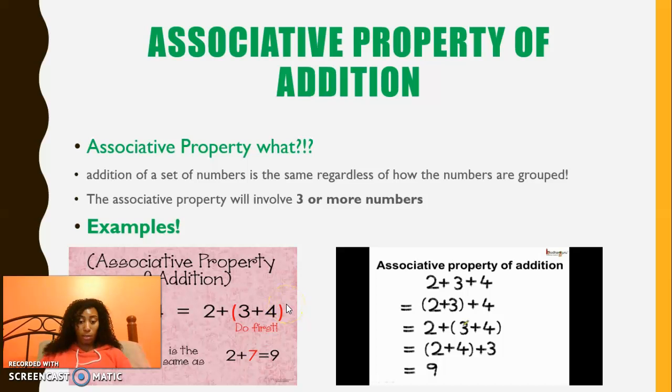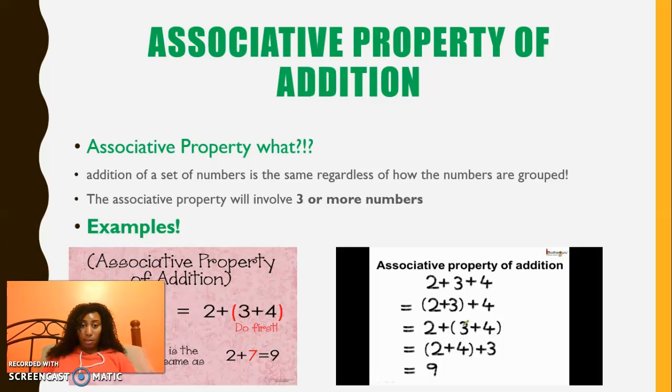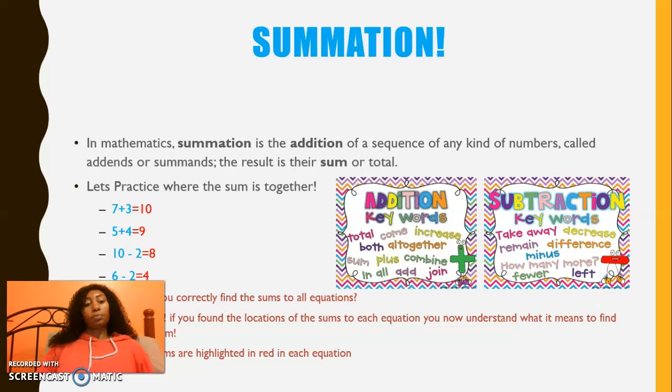Summation. This is a good term to know. Summation in mathematics essentially just means the sum or the total. So summation is the addition of a sequence of any kind of numbers, called addends or summands. The result is their sum or total.